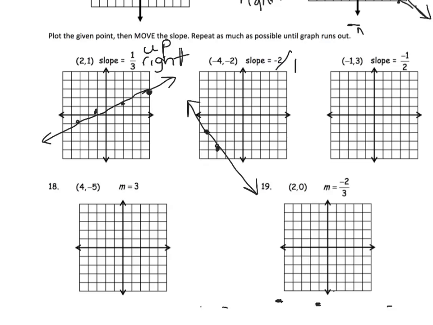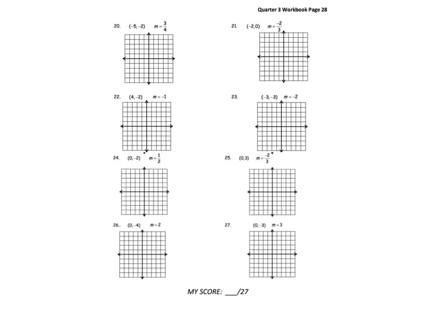In the next example, you're going to plot the coordinate -1, 3. And then you're going to go down 1 and to the right 2. So down 1 to the right 2. Down 1 to the right 2. Then connect your line. Now try 18 and 19 on your own. Do problems 20 through 27 for your homework.